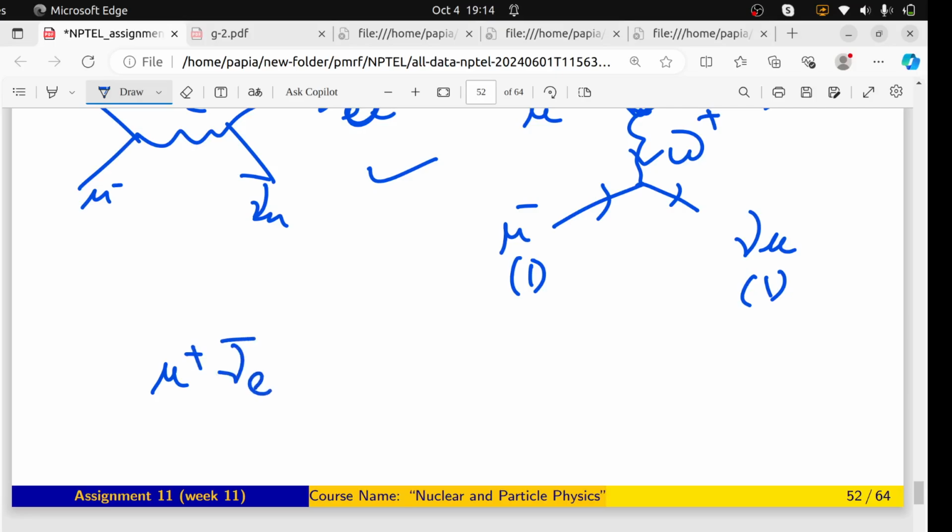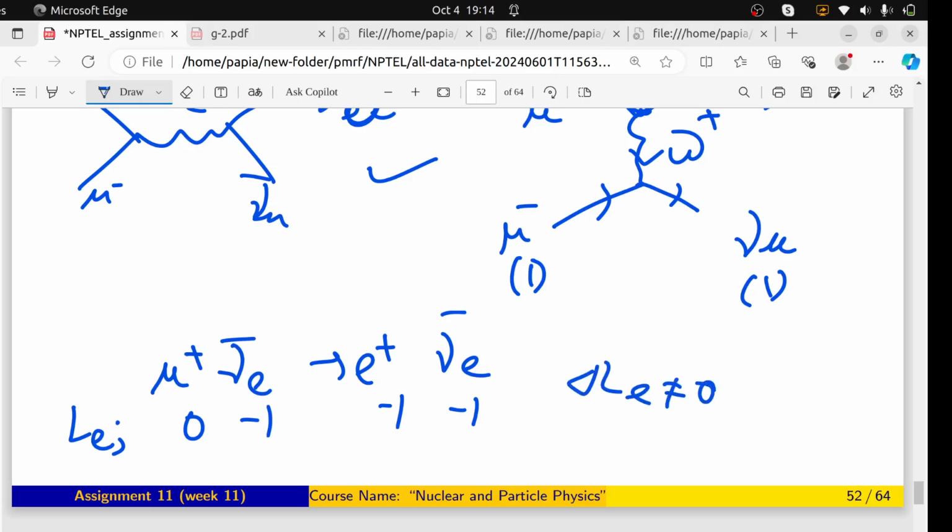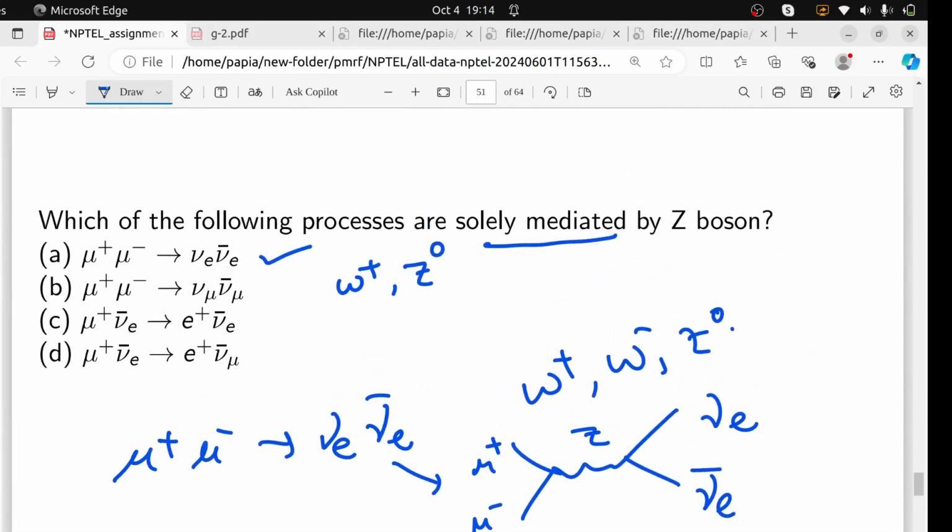μ+ ν̄_μ → e+ ν̄_e. For this interaction, let's check L_e: 0, −1, −1, −1. So you can see ΔL_e is not equal to 0. So obviously there is no point of having any nuclear reaction.